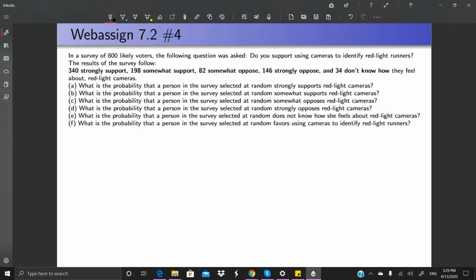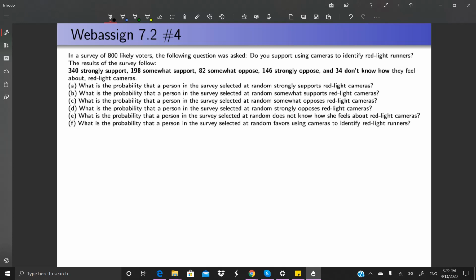Okay, so here are the results. 340 people strongly support using these red light cameras. 198 somewhat support it. 82 somewhat oppose. 146 strongly oppose, and 34 just don't know how they feel about them. Right. Okay, so this is the information that's given to us.